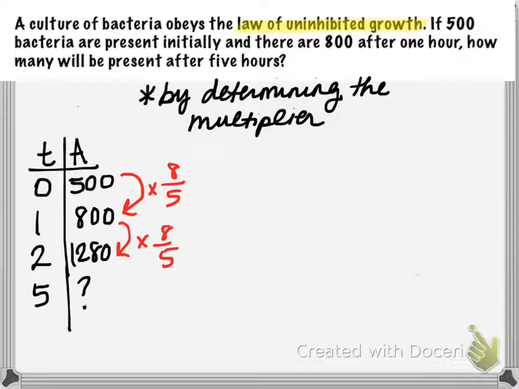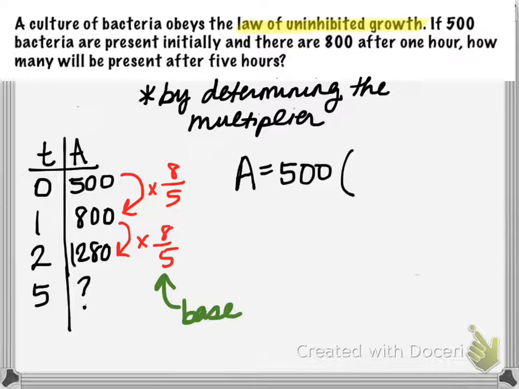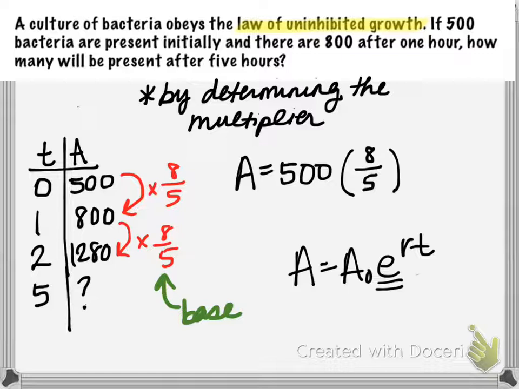So let's look at how we can create a model knowing now what the multiplier is. The key is to remember that whatever that multiplier is, it's going to become the base in your exponential model. So we'll still start with the initial amount of 500, just like we did before. But now the base here is going to be 8/5. So the difference is, in our previous model, we were using a base of e. And so instead of using a base of e here, we're using a base of 8/5. So it's just going to be another way to model this growth.